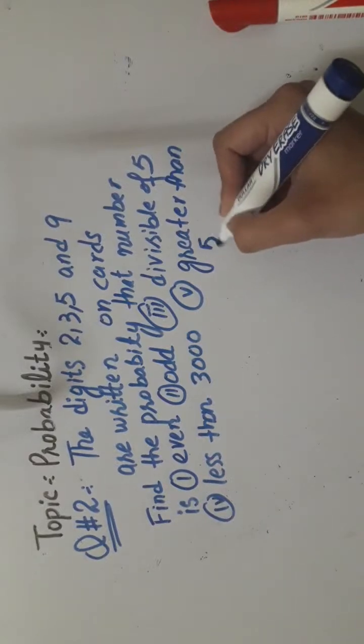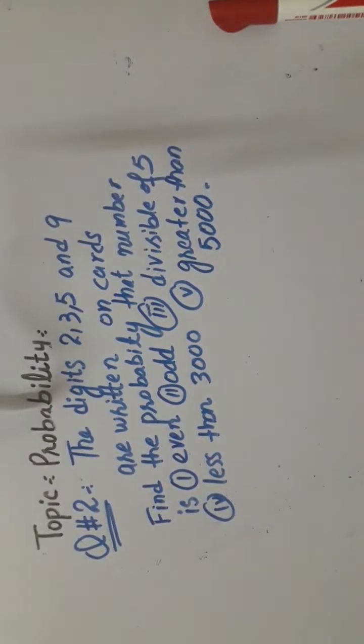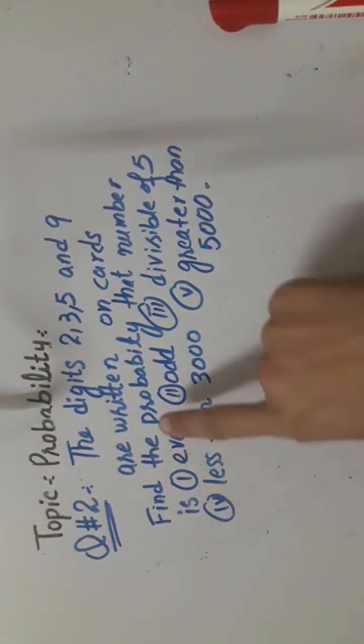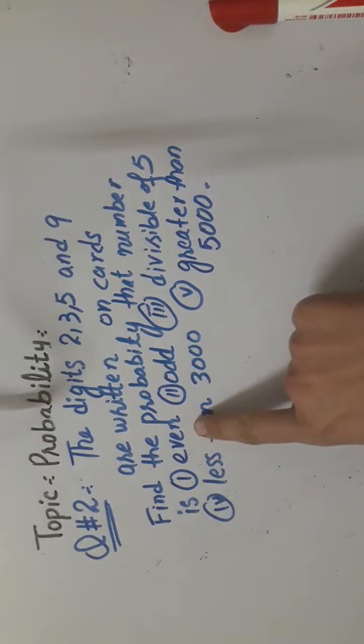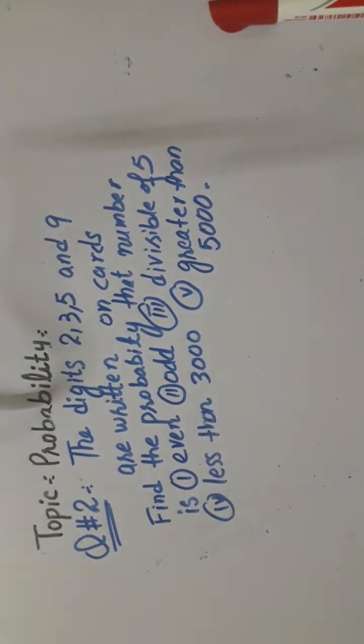So we will solve this question in a very easy and simple way. We have digits 2, 3, 5 and 9. First, what is the probability that we will get an even number? Even numbers are those in which the last digit is even: 0, 2, 4, 6, 8. So we will use this concept and also use the permutation concept.